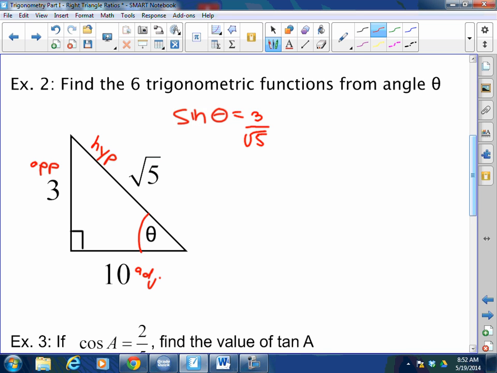But can I have a square root of 5 in the denominator, guys? Now, we've already learned that. We have to rationalize. So I'm going to multiply square root of 5 over square root of 5. So the sine of theta really equals 3 square root of 5 over 5.